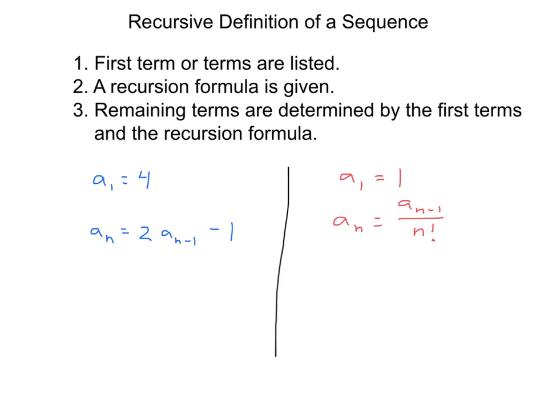So when you look at this definition, you're going to see a couple of things. Number one, you're going to be told the first term or terms. You might be told multiple terms, but you'll definitely be given at least the first term of the sequence. There'll also be a recursion formula. That's going to be where it's going to say a sub n is equal to something, but this time instead of being in terms of n, it's going to be in terms of some a sub n minus 1, a sub n minus 2. It'll be in terms of the specific terms, the terms of the sequence, not the term number.